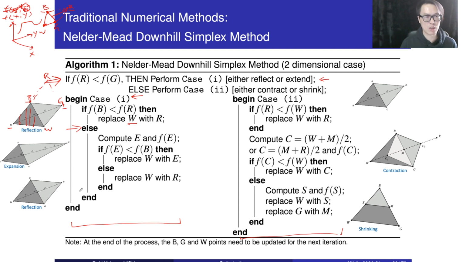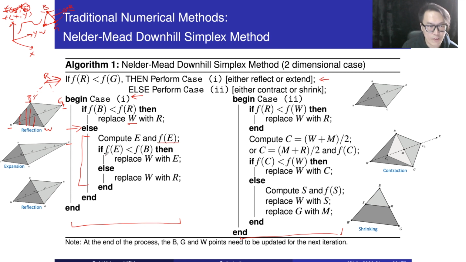go into the else block. So that means in that case, because the refraction point is even better than the best point, it indicates that we are searching in a very good direction. So what we are going to do is just compute the E point and then find its cost, and we are going to check this.